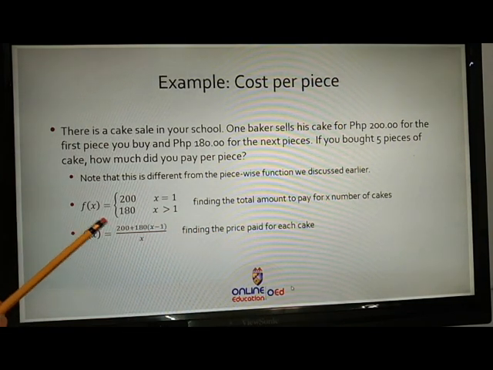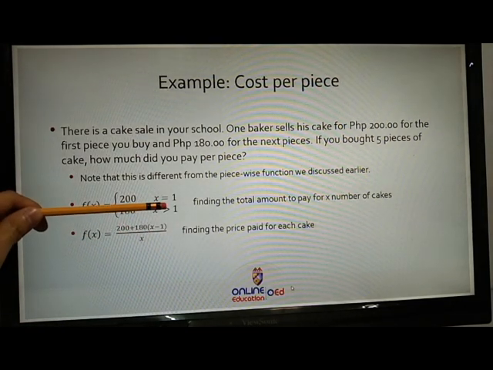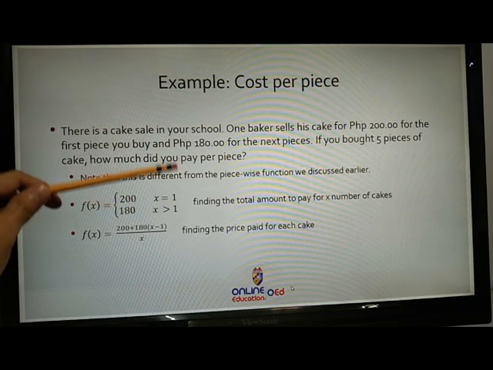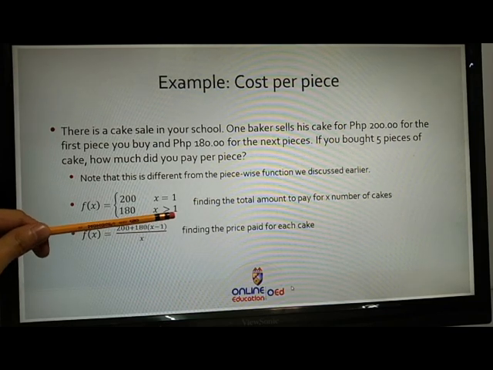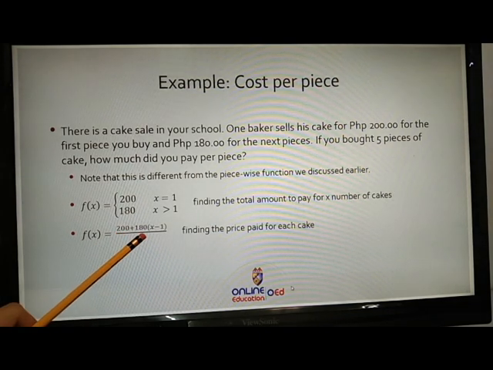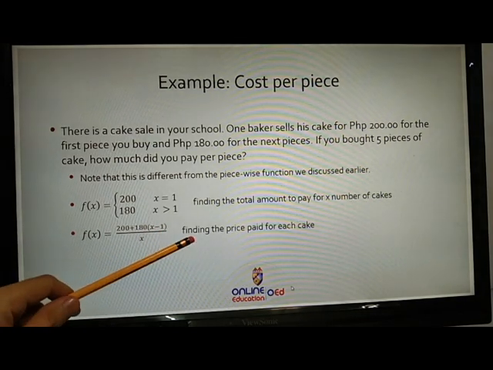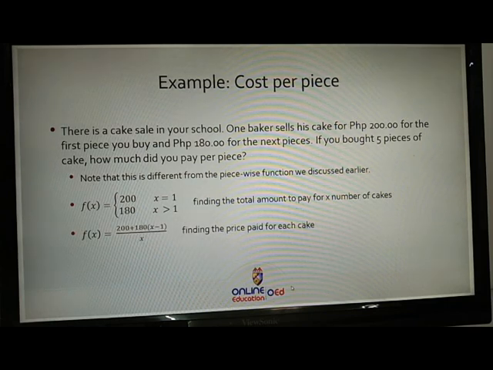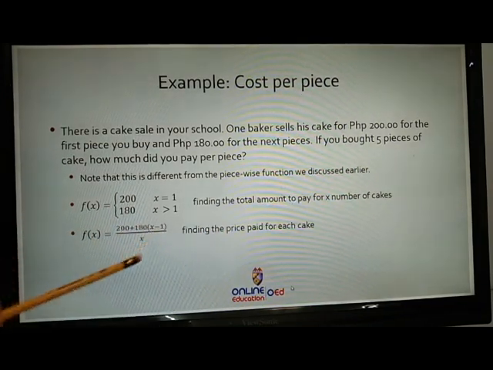So this can be represented by f of x is equal to 200 for x is equal to 1. Kapag isa lang yung binili mo. And then 180 pesos for every x which is greater than 1. Okay, so the function would be f of x is equal to 200 plus 180 times x minus 1 over x. So this is by finding the price paid for each cake. Magkano yung total na binabayaran per piece paid for each cake. Okay?